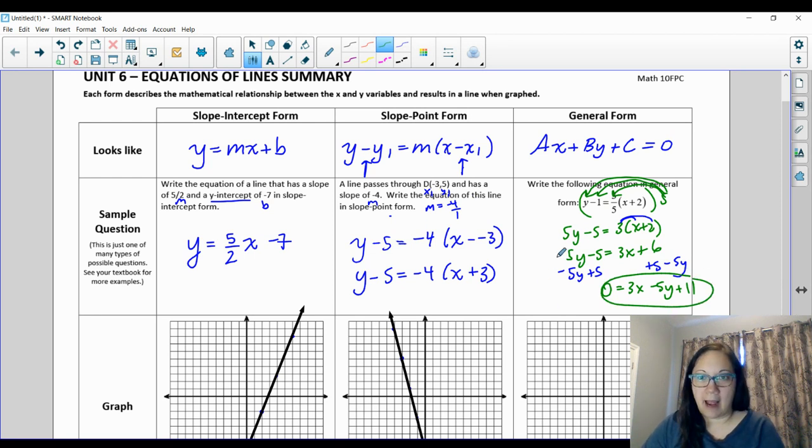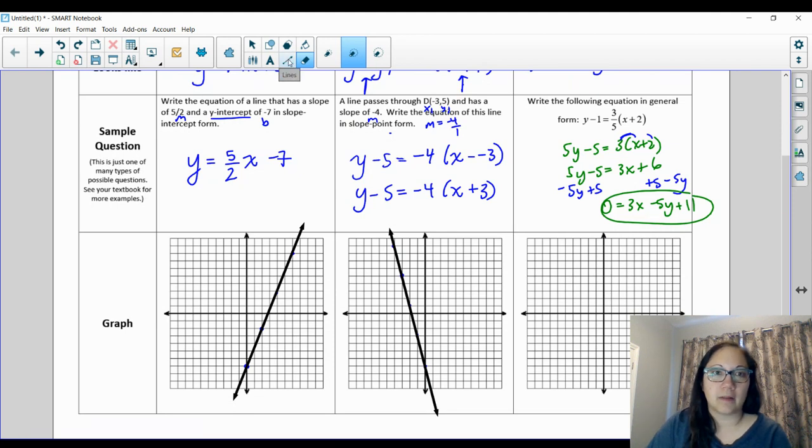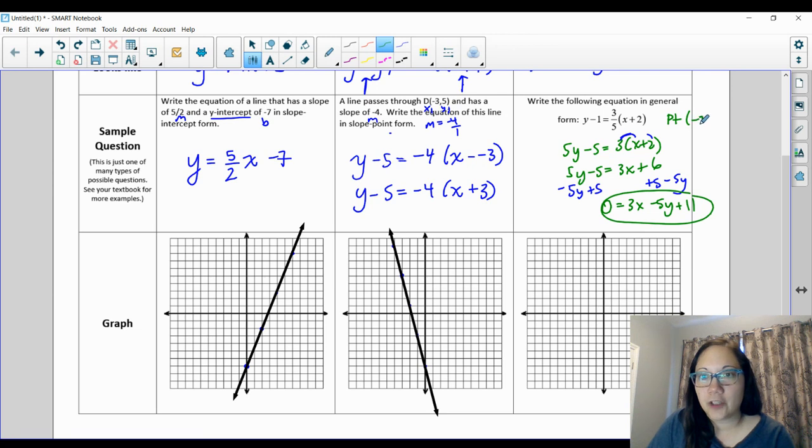To graph this one, this general form is useless for graphing. We're actually going to back it up and look at our slope-point form that we had up here to graph. This is telling us that it goes through the point (-2, 1). So -2 to the left and up 1. And from there, our slope is 3/5. So up 3 and over 5.